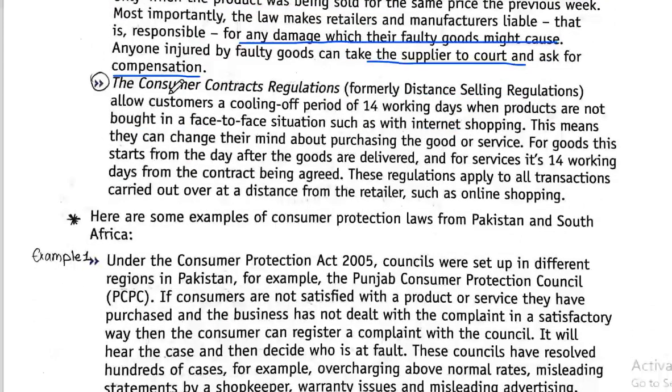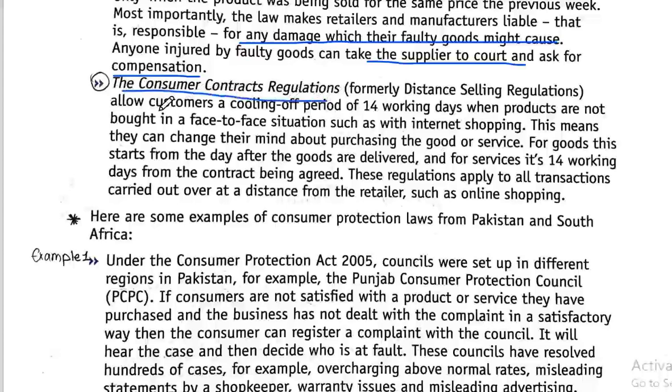The consumer contracts regulations, formerly the distance selling regulations, allow customers a cooling off period of 14 working days when a product is not bought face-to-face, such as with internet shopping. So if you bought something over the internet, the consumer contract regulations give the customer 14 working days to make sure that the products are the same as what the customer ordered. This means they can change their mind about the purchase, and they have 14 working days to make sure that everything is fine.